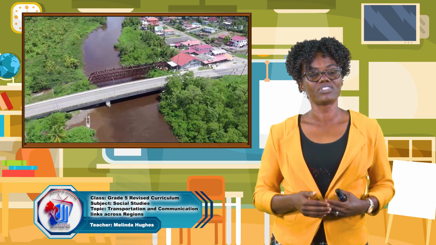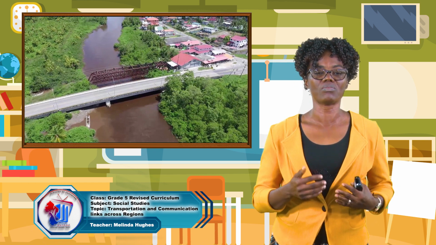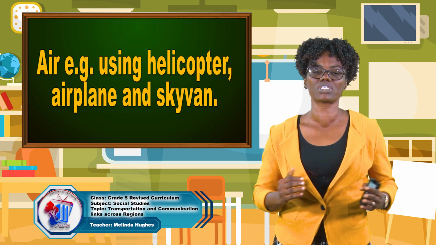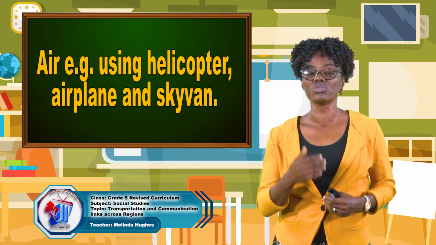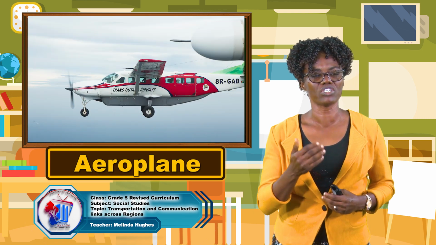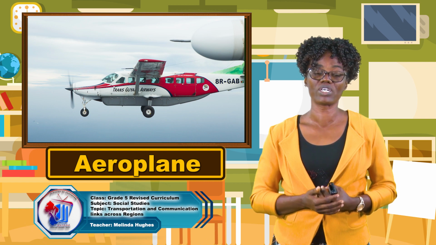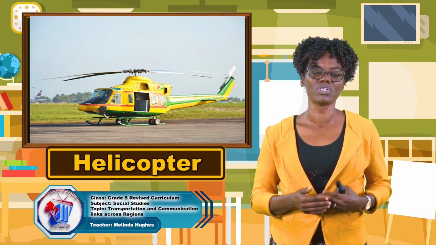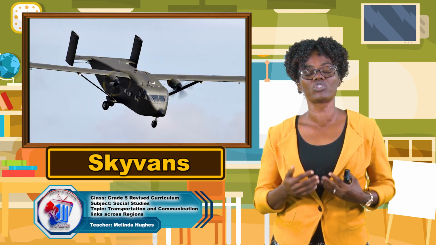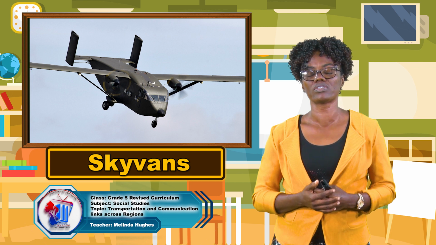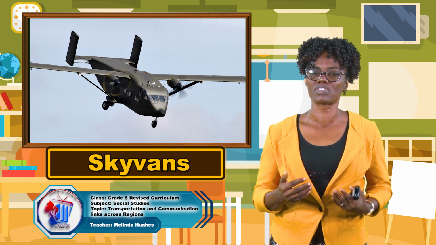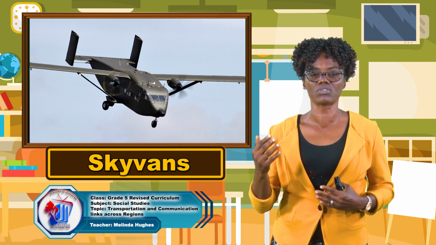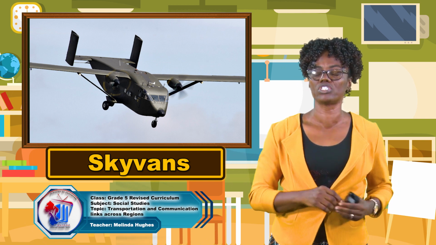Next, we have transportation that is done by air. So in our administrative regions or across administrative regions, they use the airplane, and we have the Air Services Transportation Limited. We have helicopters and also sky vans. These help to transport individuals or persons and goods that persons may want to take into the interior or into other locations from one region to another.